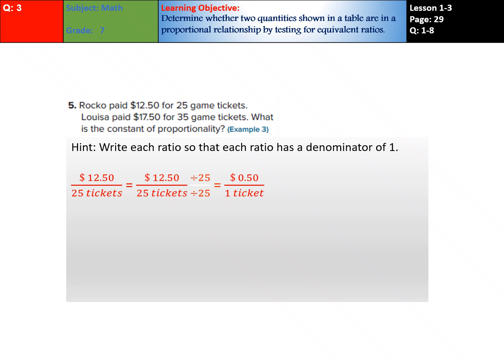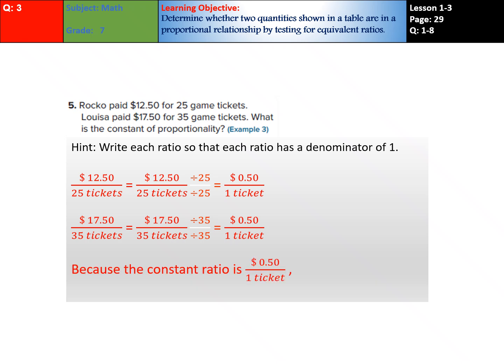When we check 17.50 with 35, it again gave us 0.50 per ticket. Now both of them are the same in unit rate, so we can say yes, they are proportional. And what is the constant of proportionality? 0.50 over 1 ticket. So 0.50 is our constant of proportionality.